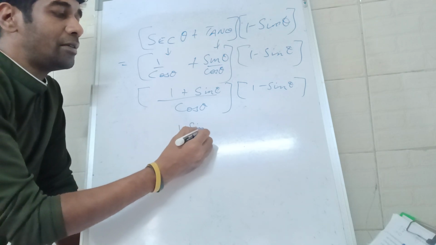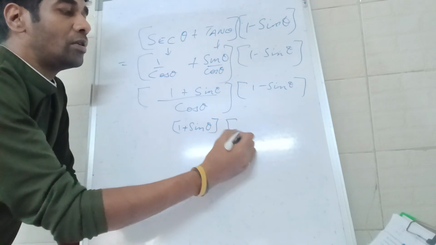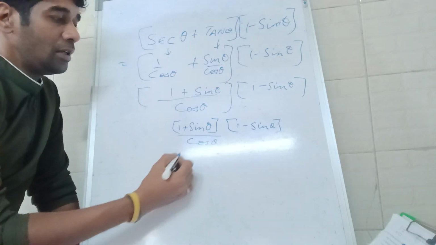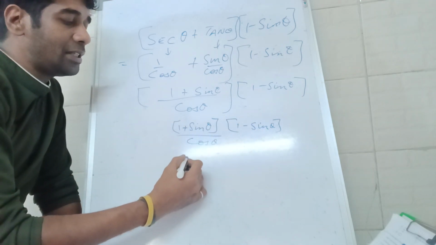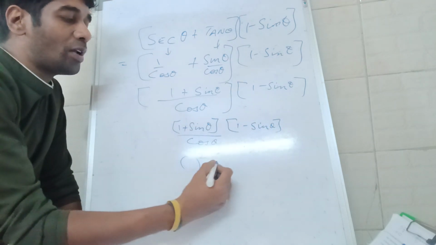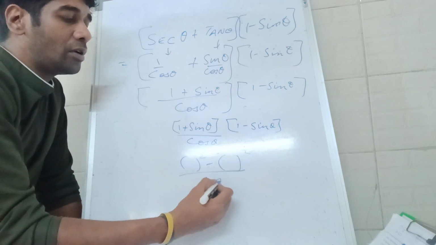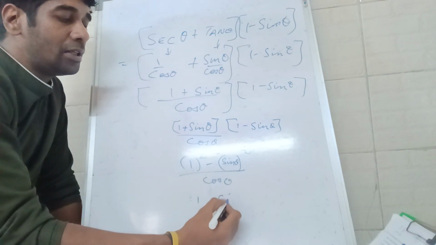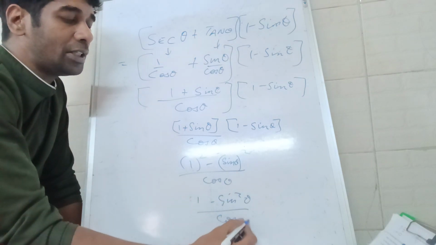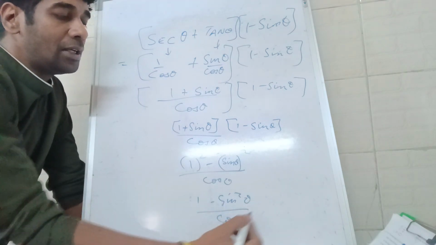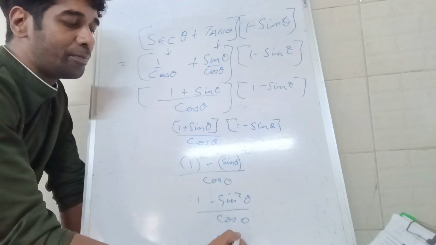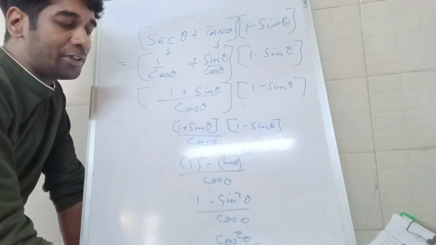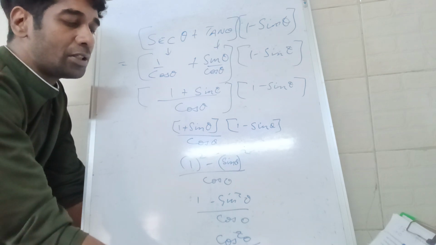1 plus sin theta into 1 minus sin theta upon cos theta. 1 plus sin theta into 1 minus sin theta is a plus b into a minus b, that is a square minus b square, upon cos theta. 1 square is 1 minus sin square theta, the whole upon cos theta. 1 minus sin square theta is the identity formula which says it is cos square theta upon cos theta. Cos theta and cos square will get cut, left is cos theta. So the answer is cos theta.